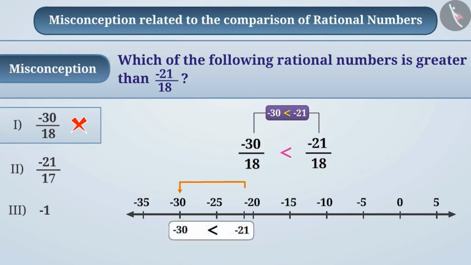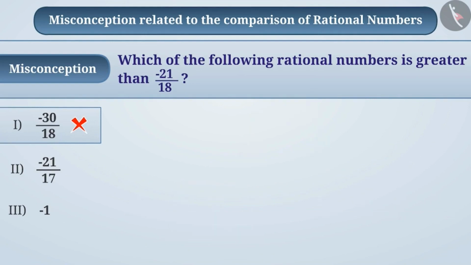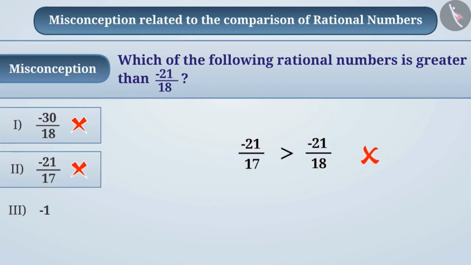Likewise, some students think that the numerator of the rational number in option 2, that is -21 by 17, and the rational number in the question, that is -21 by 18, are equal. And because the numerator of the rational number in option 2 is smaller, therefore, this will be a greater rational number. Therefore, they select option 2 as the correct answer, which is incorrect.